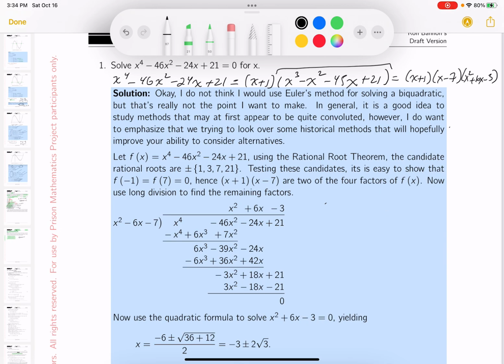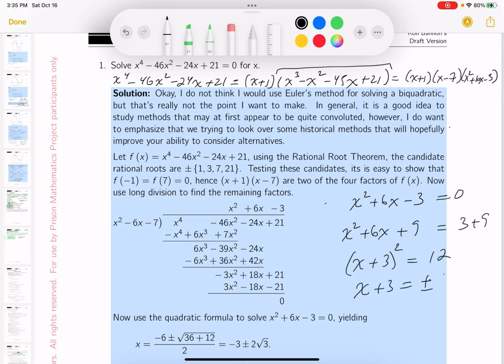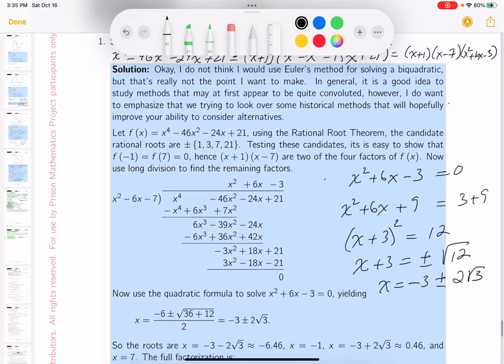I'm looking at that remaining quadratic, which is x squared plus 6x minus 3, and I'm wondering, when does that equal 0? I'm going to use complete the square. This would equal 3. Half of 6 is 3. Add 9 to both sides. And you're going to get x plus 3, quantity squared. 3 plus 9 is 12. Square root rule, x plus 3 equals plus or minus the root of 12. X would equal minus 3 plus or minus the square root of 12, which is 4 times 3, so it'll be 2 root 3's. So I found 2 additional roots.